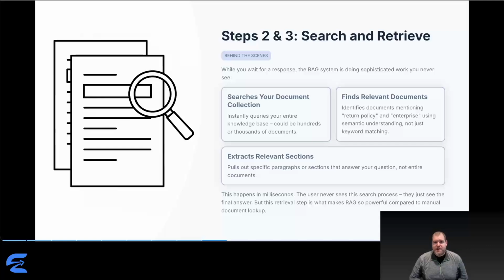Second, it identifies which documents are actually relevant. Your question mentioned enterprise customers, so it prioritizes documents that discuss enterprise policies rather than consumer policies. It's making intelligent decisions about what matters. Third, it extracts specific sections. It doesn't grab entire 100-page policy manuals. It pulls out 3 paragraphs that actually answer your question. This is crucial because context windows are limited. RAG maximizes the value of that limited space by being surgical about what it includes. All of this happens in under a second. You never see the search process, you just see the final answer.